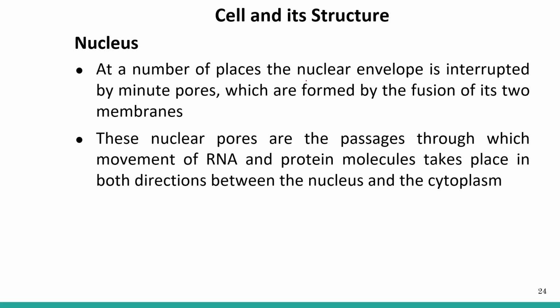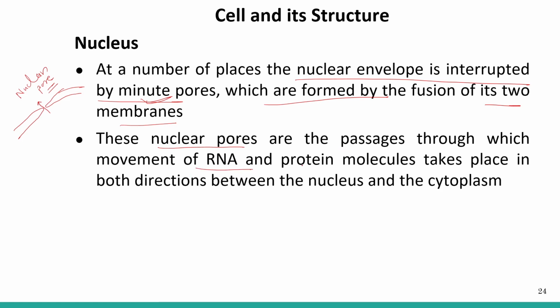At a number of places, the nuclear envelope is interrupted by minute pores. So if this is a nuclear membrane, then there is a minute pore present like this. This is called the nuclear pore, which is formed by the fusion of its two membranes. These nuclear pores are the passage through which the movement of RNA and protein molecules takes place in both directions between the nucleus and the cytoplasm.